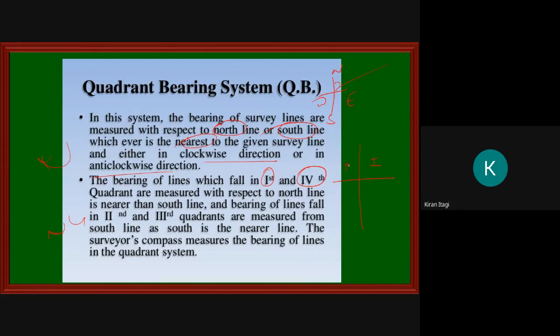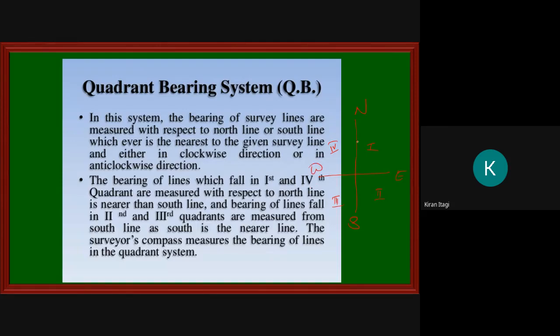We will call this the first quadrant, second quadrant, third quadrant, and fourth quadrant. In PUC, you learned like this, but in survey, we will go a little bit in reverse order. If I draw the quadrant, this is the first quadrant, second quadrant, third quadrant, and fourth quadrant. So this is my north, south, east, west.